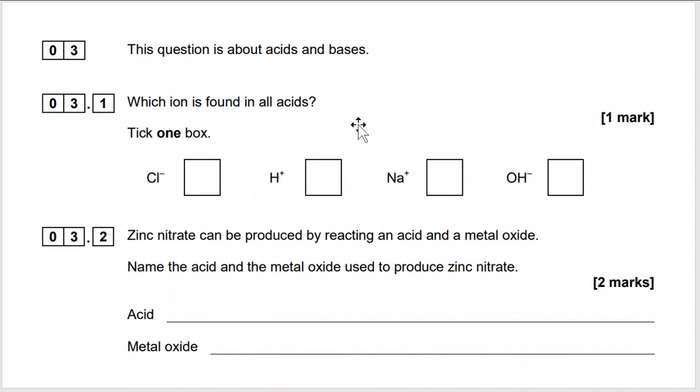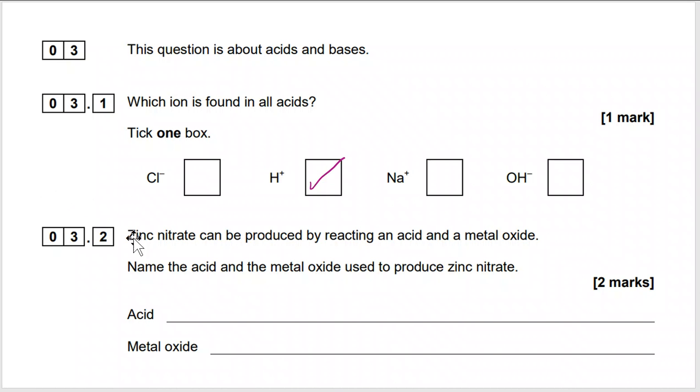Which ion is found in all acids? One way to help you to remember this, think about the common acids that you know. Hydrochloric acid is HCl. Nitric acid, HNO3. Sulfuric acid, H2SO4. They all contain hydrogen. They all contain hydrogen ions. That is a fact that you will simply need to remember.